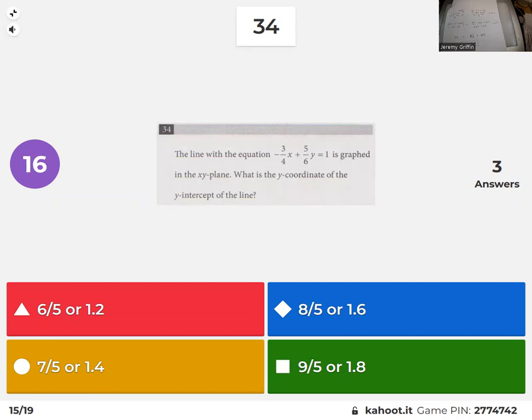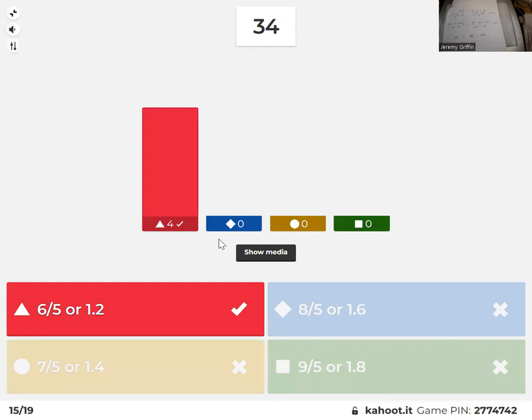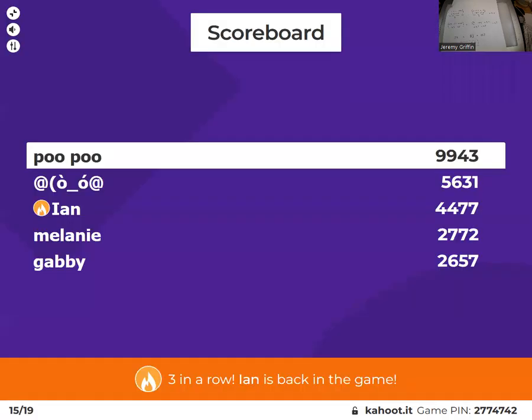0. Can you just plug in 0 to that equation and then get the answer? That first term will go away. 5 over 6 times y is equal to 1. Multiply both sides by 6 over 5. Y is equal to 6 over 5, or 1.2. That's it. 6/5.